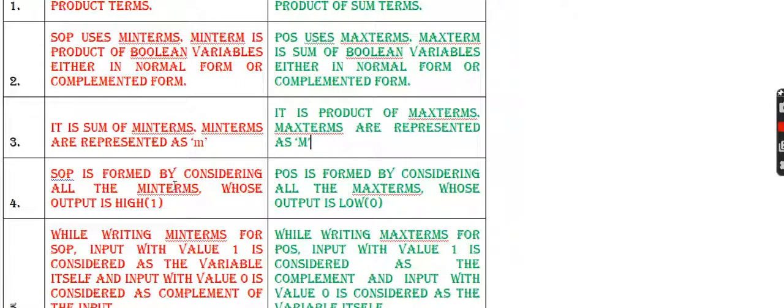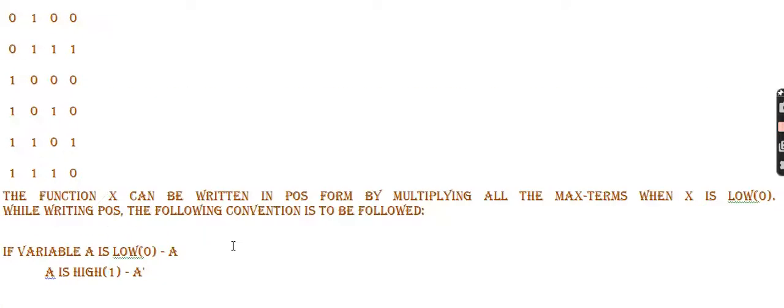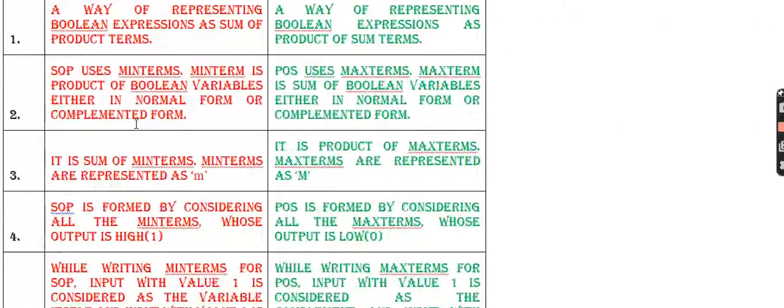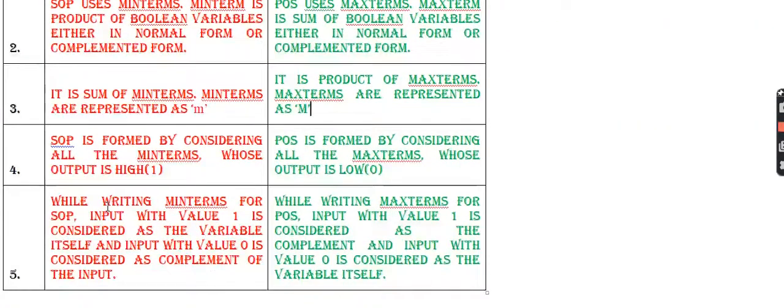SOP is formed by considering all the min terms whose output is high. Here is the very important point I told you. In SOP, all the min terms whose output is high are considered. But POS is formed by considering all the max terms whose output is low. Here I told the basic difference, right?